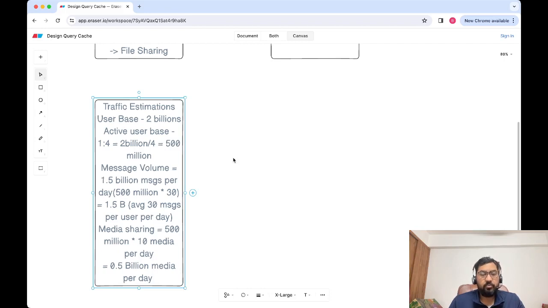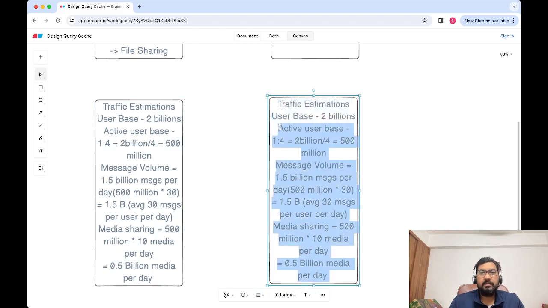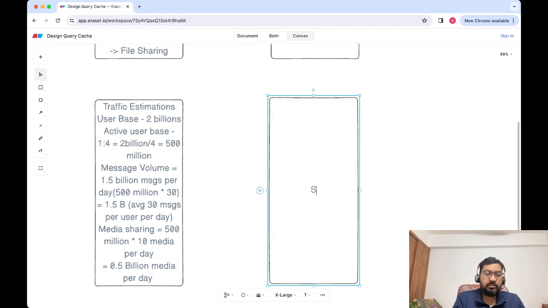Now let's move to the next component, which is again a critical one, which talks about the storage estimations. Now that we have predicted the traffic estimation of the user base, the next part is how we estimate our storage. How much storage is required for WhatsApp? Let's talk about the message volume. We have already calculated our message volume as 1.5 billion per day.